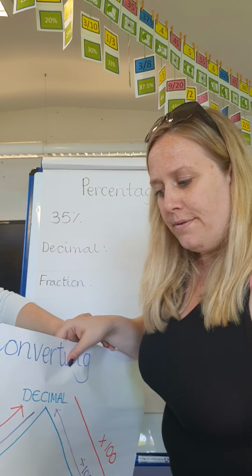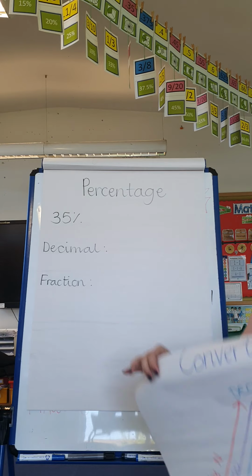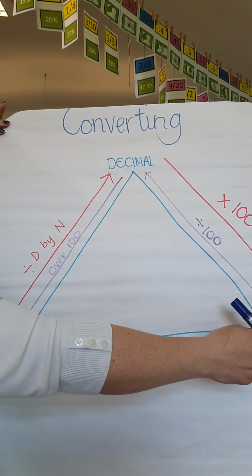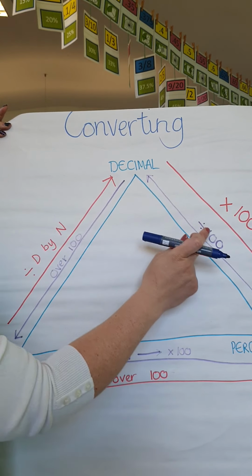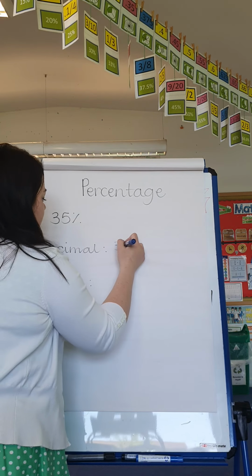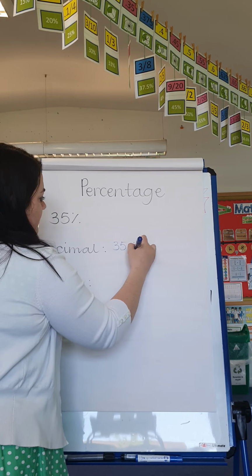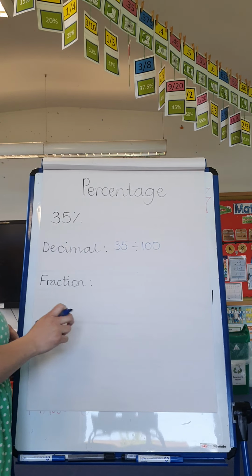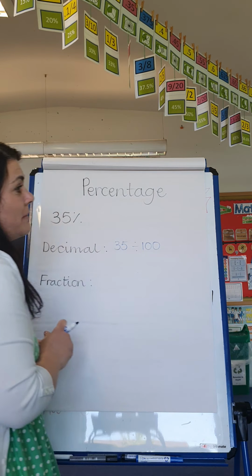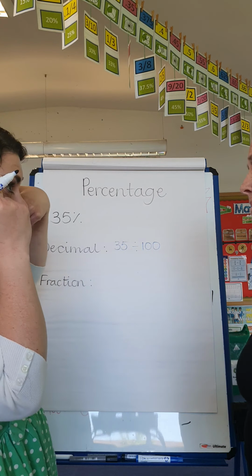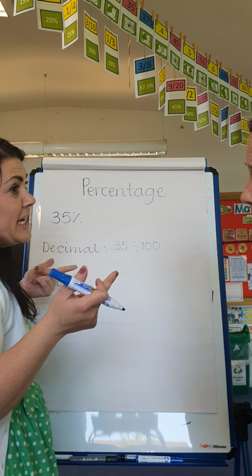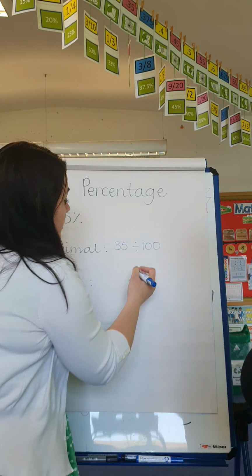So if we're doing a percentage, we've got 35%, and we want to make it to a decimal. We need to divide it by 100. So 35 divided by 100. I'm not going to use bus stop methods because that's going to waste so much time. I'm going to use my place value knowledge. Might use a place value grid if I really need to. So that would look like that.